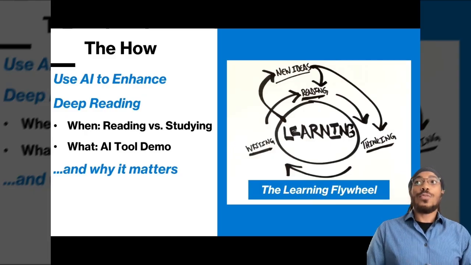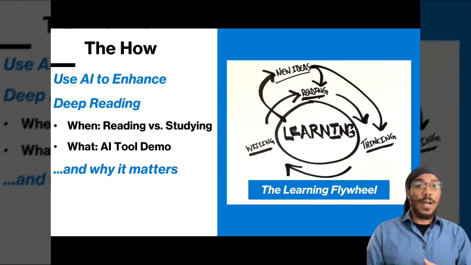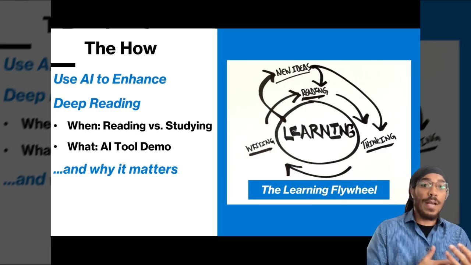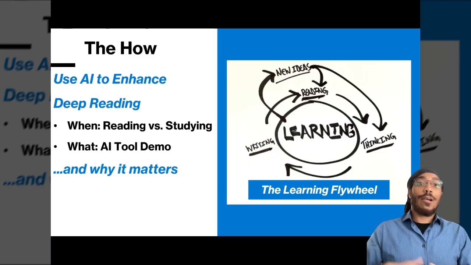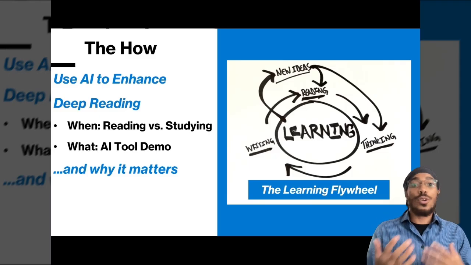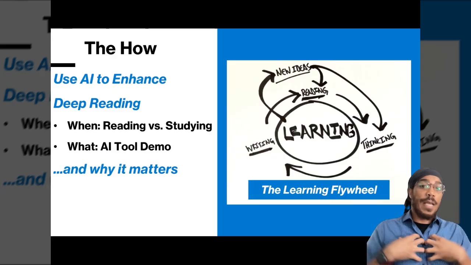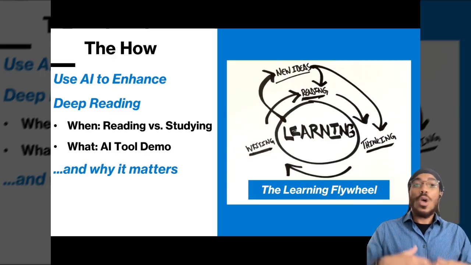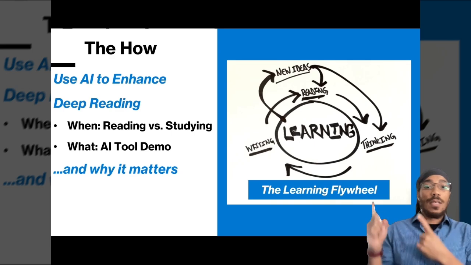To do that, I'm going to do two things. We're going to talk about when to use Gen AI for deep reading, and we're going to come back to this idea of reading versus studying. We're also going to talk about what to use, and I'm actually going to go through an AI tool demo here and show you how I use Gen AI to enhance my deep reading. And of course, we're going to come back to why it matters here, the learning flywheel.